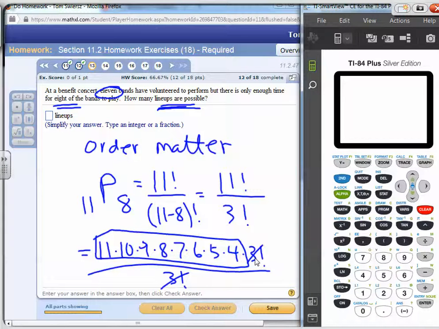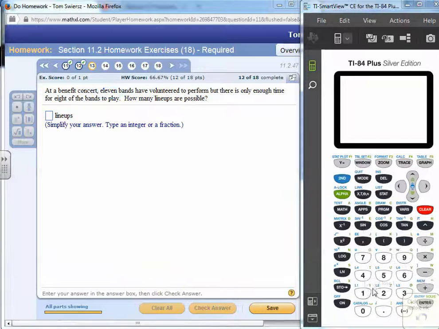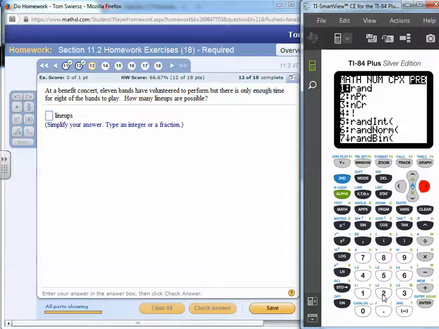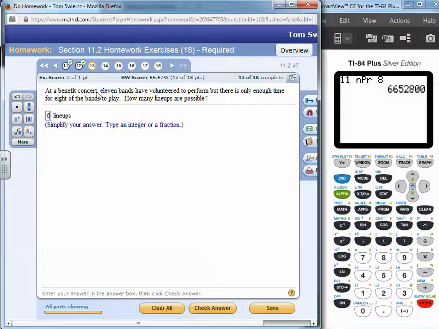So again, we have a total of 11, and we go to math, over to PRB, and it's a permutation. All right, and we are selecting 8, and so our answer is 6,652,800 lineups, because order matters. It really gets large quickly, and we are selecting 8, so that's why the number is so large. So it does make sense when you think about it that way.